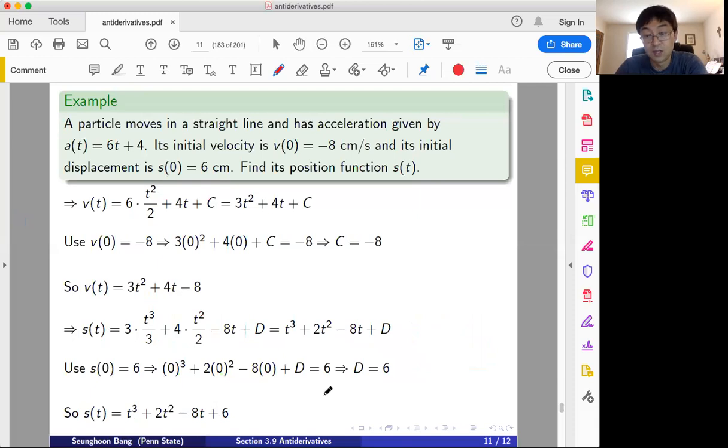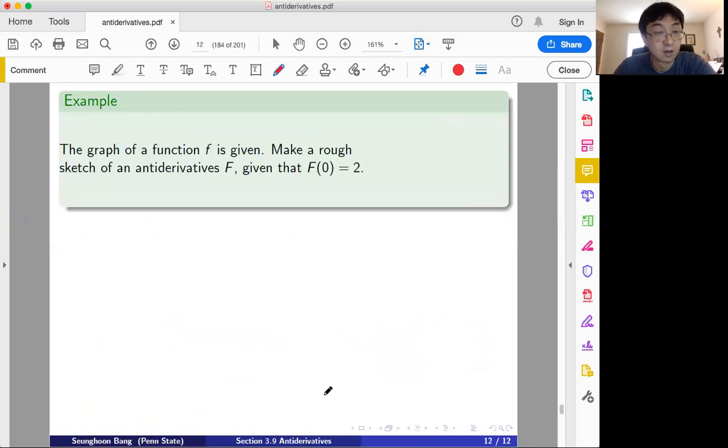The next one is the last problem. The graph of a function f is given. Make a rough sketch of the antiderivative capital F given by capital F of 0 equals 2. So here, y equals f of x is given. How can I sketch the graph?